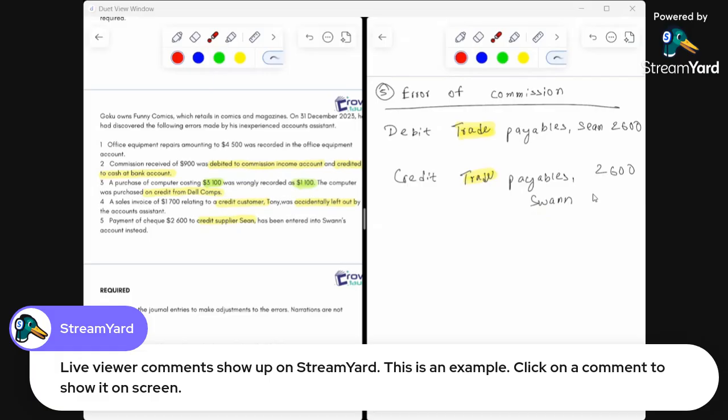Again, just to simplify, an error of commission occurs when you've got the same categories involved but the wrong accounts. And as we understand, the same category here refers to the category of trade payables or credit suppliers, and the wrong account is you recording it in the account of Swan instead of the account of Sean. Okay, so you could have multiple suppliers in your business as well.